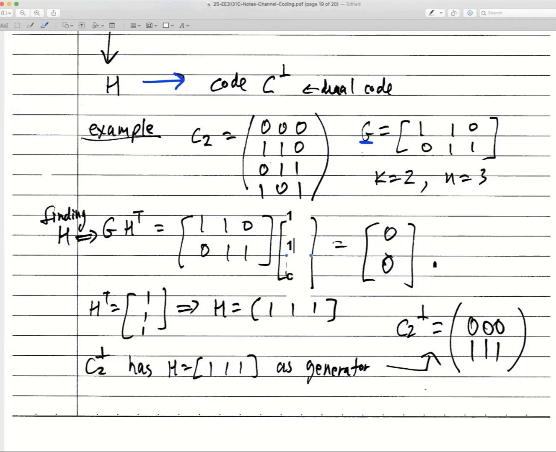And what does the second row tell you? This times this has to be 0. So B plus C has to be 0, which means that C also has to be a 1.